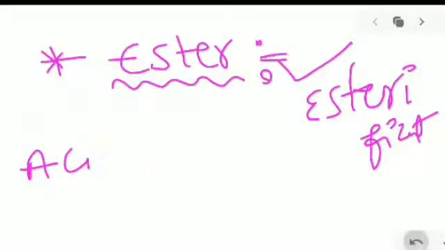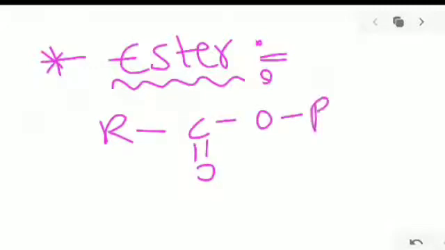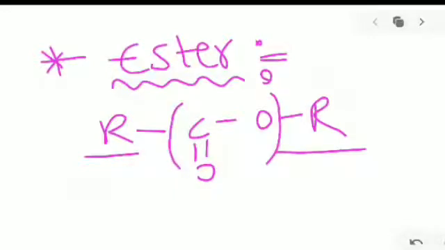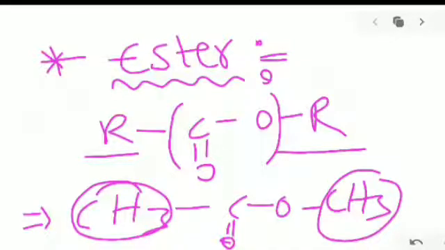Before that, we write the general formula of an ester: R C double bond O R. Two alkyl groups are attached to the carbon of the ester group, or C double bond O group. That is the ester. An example is dimethyl ester, where two CH3 methyl groups are attached to the C double bond O group.